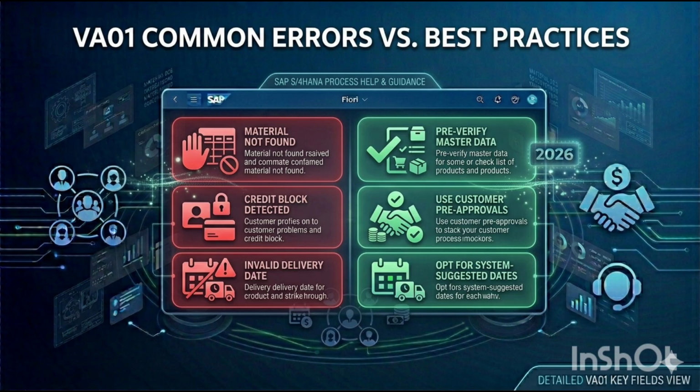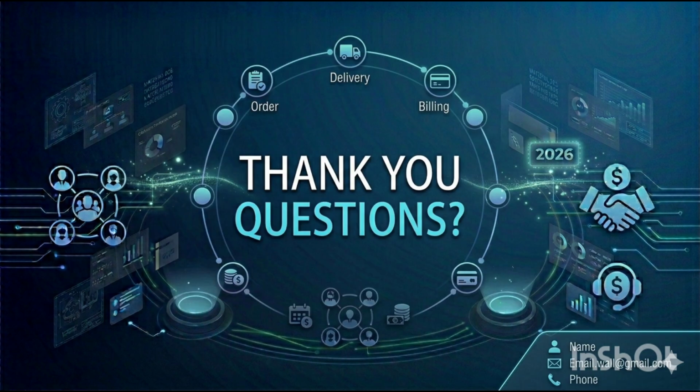So these are some of the errors and some of the best practices that you must follow. I will revise it: pre-verify master data, use customer pre-approvals and opt for system suggested dates. So in this way you will be able to avoid the issues. And that brings us to the end of this detailed tutorial on VA01 sales order creation in SAP S/4HANA 2026.